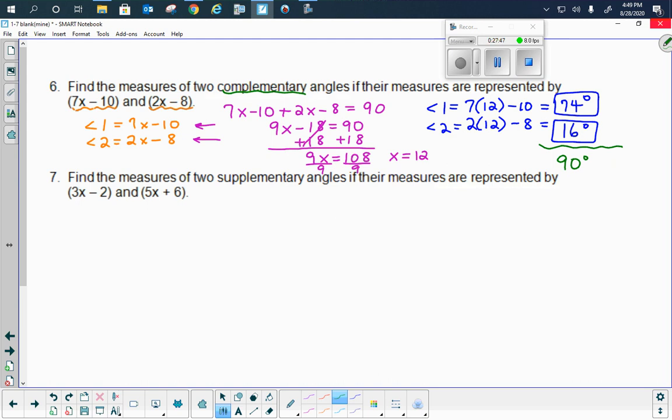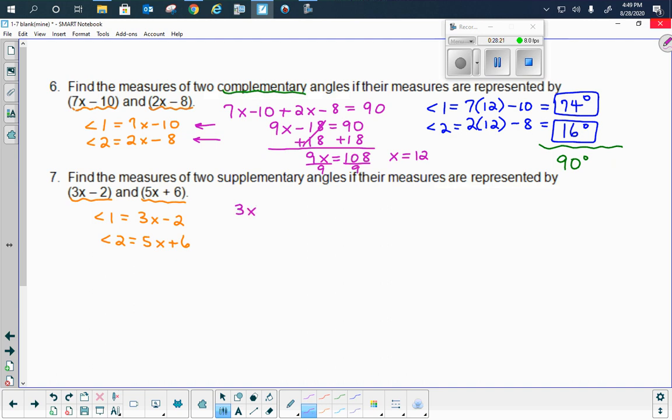All right. Try 7. Let's see what we do. Again, I like the problems where I see they're defined for me. So I'm ready to say angle 1 equals 3x minus 2. Angle 2 equals 5x plus 6. No, it would not matter if you reversed angle 1 and angle 2 because it's just saying they add up to a number. If they are supplementary this time, the only difference is that they add up now to 180.